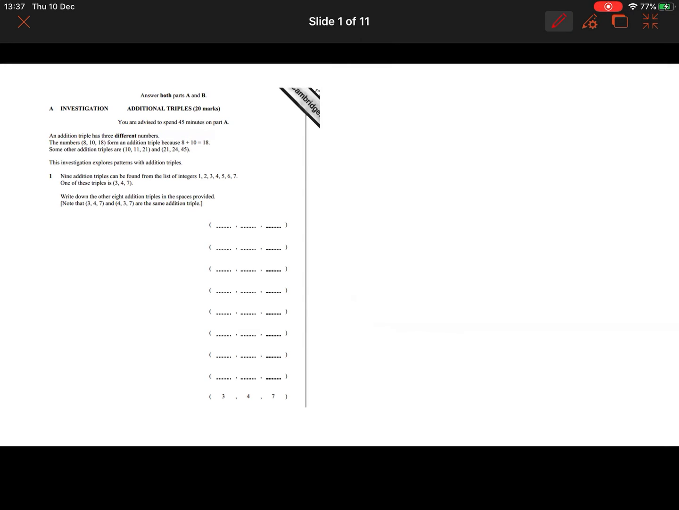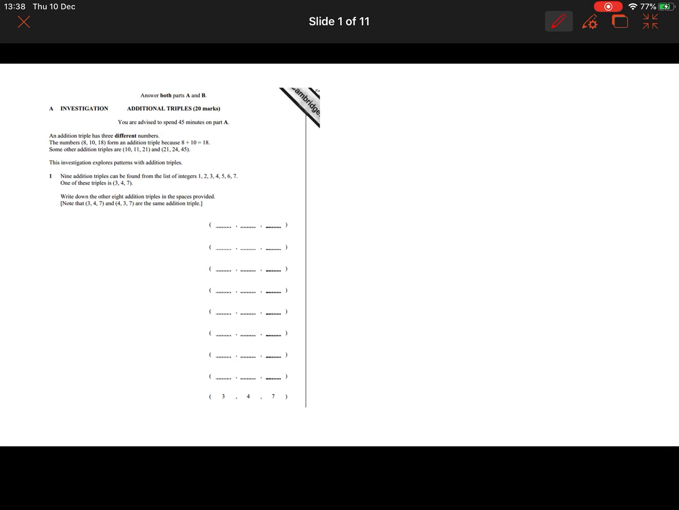Now, here's a classic example. So let's look at question 1. Question 1 says, an addition triple has 3 different numbers. Now I'm looking at that straight away and going, I've never heard of what an addition triple is. I have no idea. So for me this is unfamiliar as well as it is for you. So read the whole question carefully. I can't stress that enough. Read the entire question, okay?